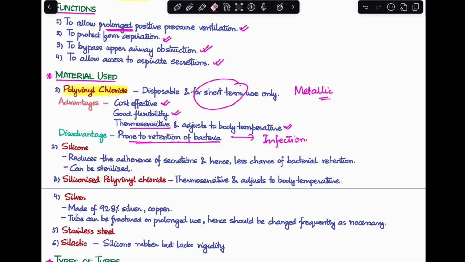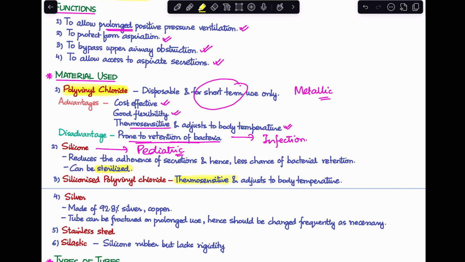Now, silicone reduces the adherence of secretions, and hence it decreases the chance of bacterial retention, as a result of which you will have reduced chances of infection, and these tubes can be easily sterilized. Therefore, we prefer silicone tubes, especially in the pediatric age group. Then we have something known as the siliconized polyvinyl chloride. Again, this is something which is thermosensitive and it adjusts to body temperature.